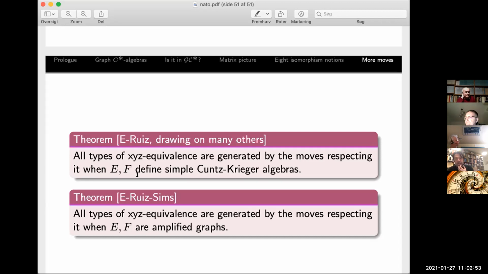And I don't know how to do it. The problem is that I'm not even sure how to make sense of this sort of move calculus for maps between graphs. But it could very well exist. I just don't know how to do it. So the answer to that is that I wish I knew.